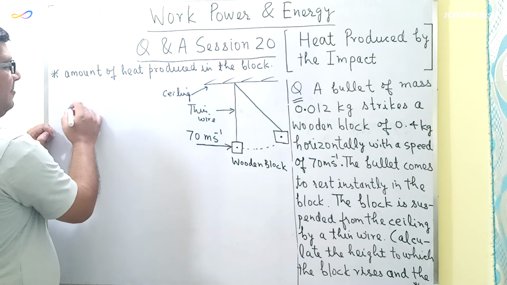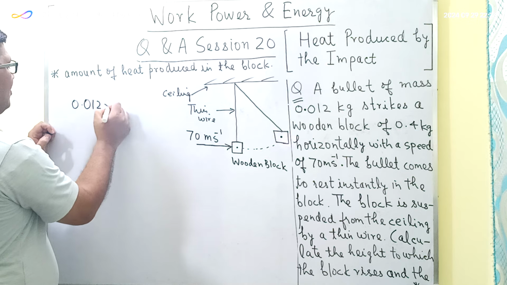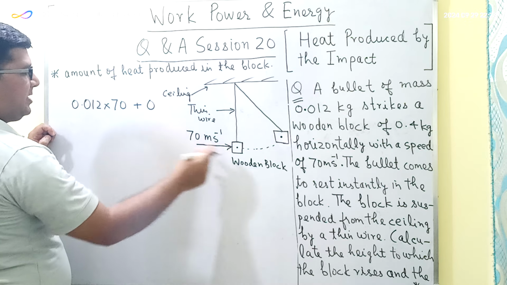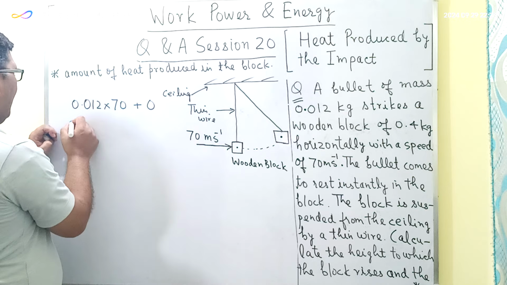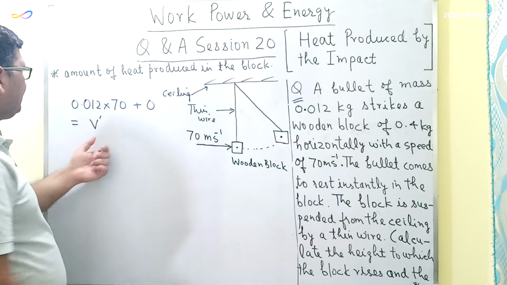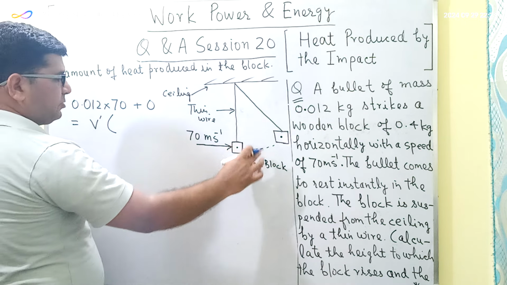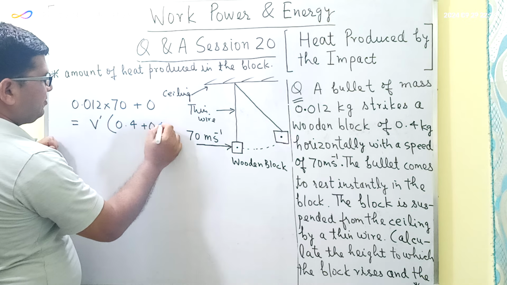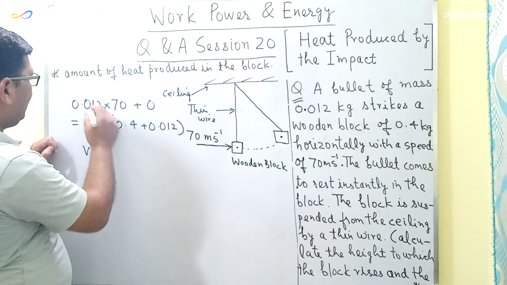So the initial momentum of the bullet is equal to 0.012, this is the mass, into velocity, which is 70, and the initial momentum of this wooden block is 0 because it is stationary. Its velocity, or you can say the speed, is 0. This is equal to V dash, the velocity of this wooden block after the impact, multiplied by the total mass. The total mass will be equal to the mass of the block, which is 0.4, plus the mass of the embedded bullet.